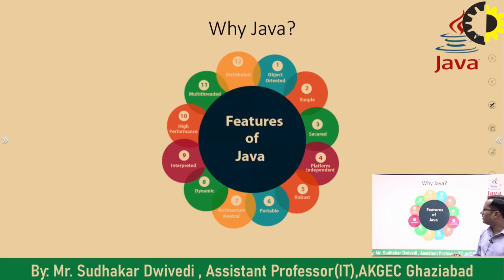So why are we using Java? Because of the features Java is providing. The first feature is that it is object oriented. That means for all the programs we create, we think of the solution in the concept of objects and classes. It is based on the object oriented principles. It is very simple to use.